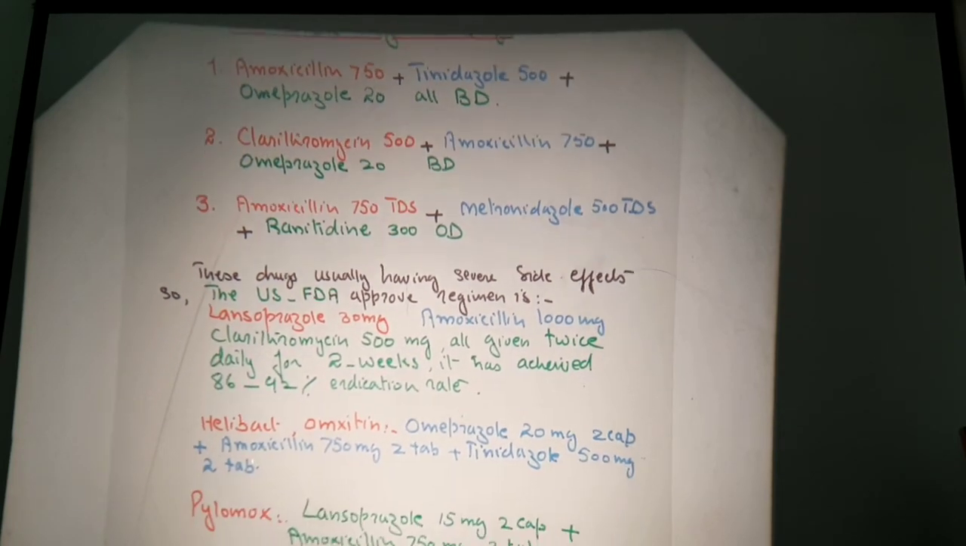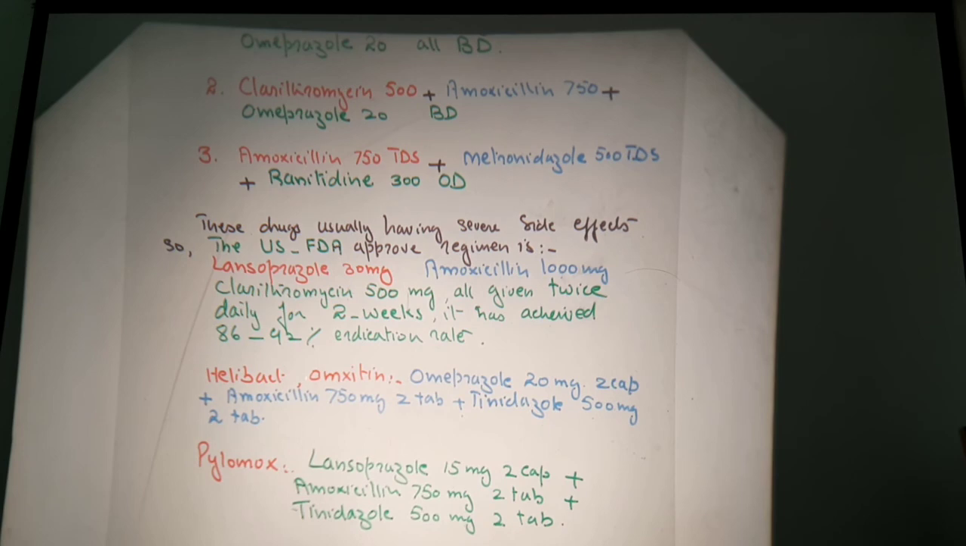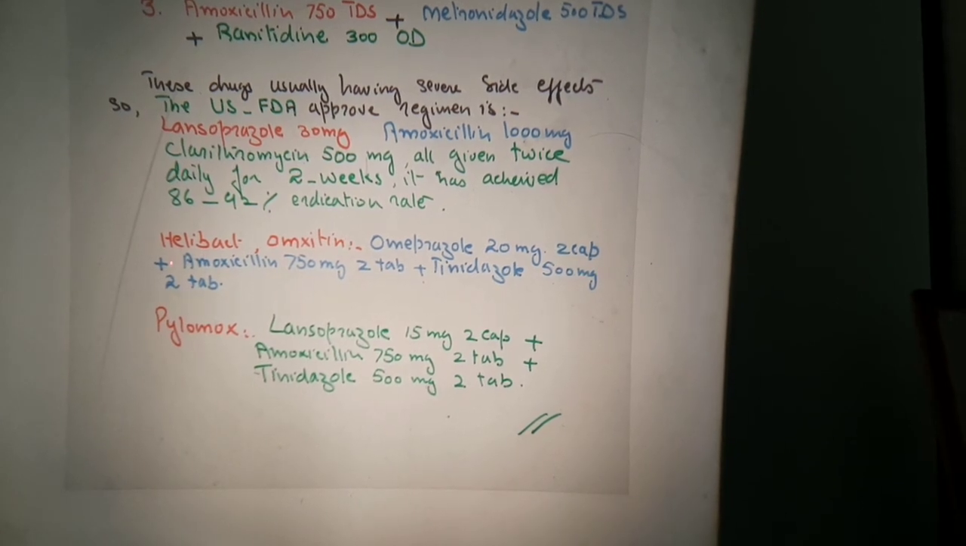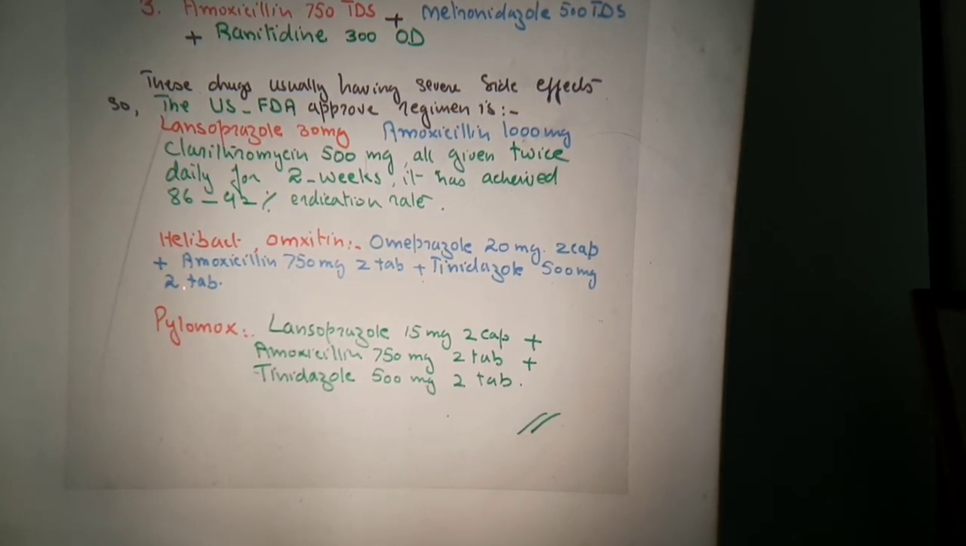Now, Helibact contains amoxicillin. These are the names of drugs which can be used in case of Helicobacter pylori. Now, Pylomox is a combination of lansoprazole, amoxicillin, and tinidazole. This combination, known as Pylomox, can be used for the treatment of Helicobacter pylori infection.